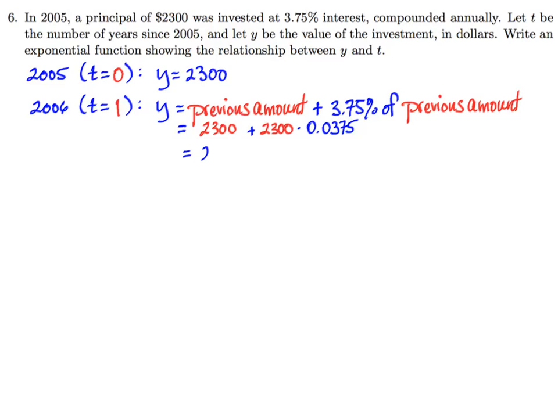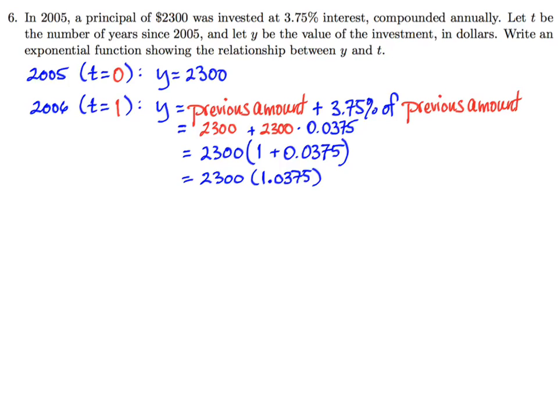So I can pull out a 2,300, and then in the first term I'm left with 1, and the second term I'm left with that 0.0375. So I can add 1 plus 0.0375. So I get 2,300 times 1.0375. So that's in the year 2006. Now I'm not going to multiply that out because remember, I'm looking for a pattern.